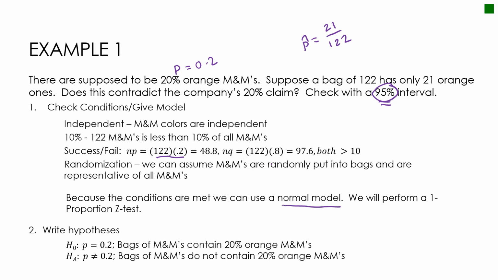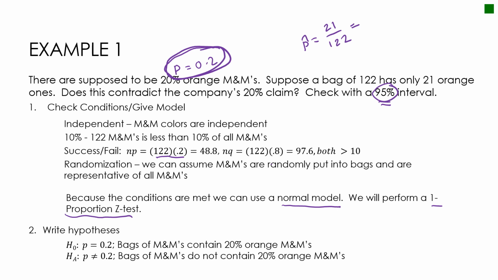I'm going to use the normal model to perform a 1 proportion z test. Then I'm looking at my hypotheses. Now, we already talked about the null hypothesis being that nothing has changed. Notice I haven't even calculated my p hat yet, which is fine. I don't need to at this point. I just need to know that I'm expecting 20% orange M&Ms.